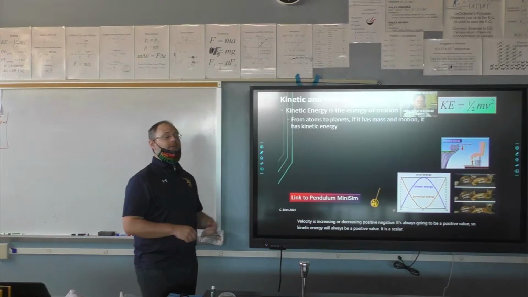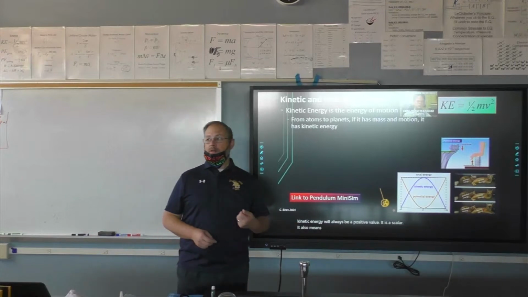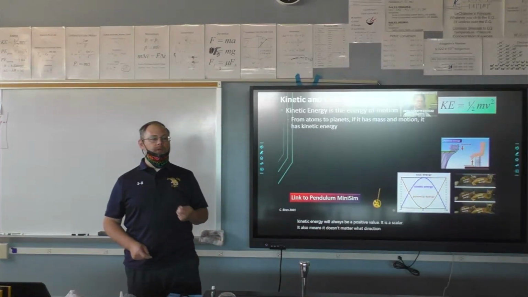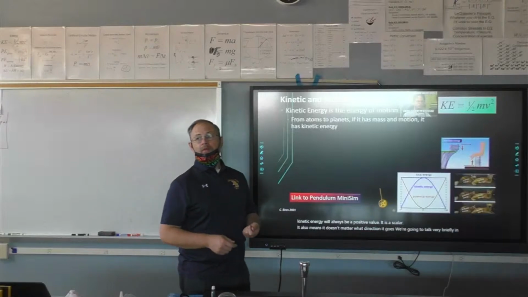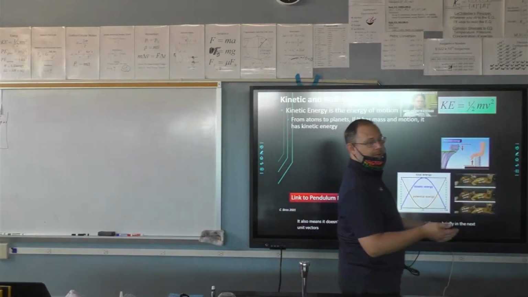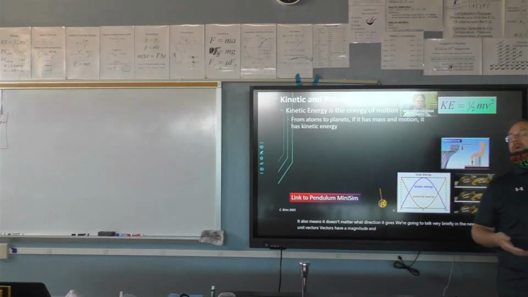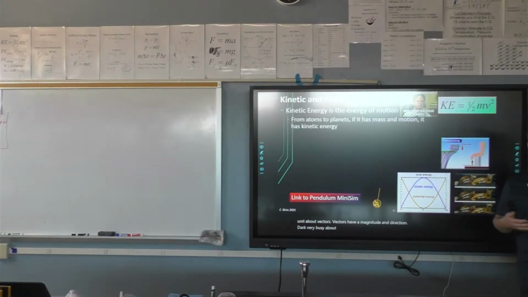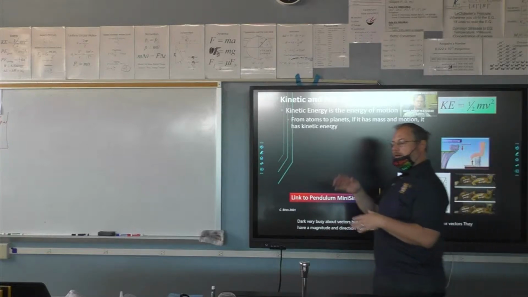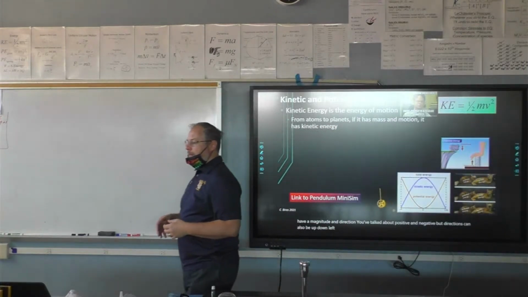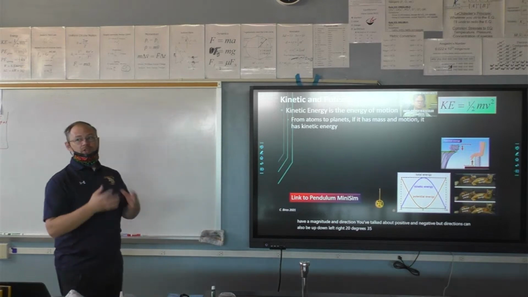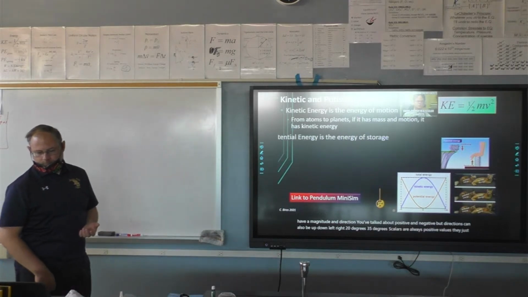It also means it doesn't matter what direction it goes. We're going to talk very briefly in the next unit about vectors. Vectors have a magnitude and a direction, but they are not scalars. So values in physics are either vectors, which have a magnitude and a direction, and you've talked about positive and negative, but directions can also be up, down, left, right, 20 degrees, 35 degrees. Scalars are always positive values. They just have magnitude. Okay.